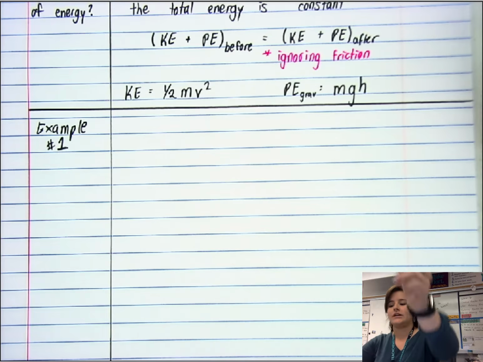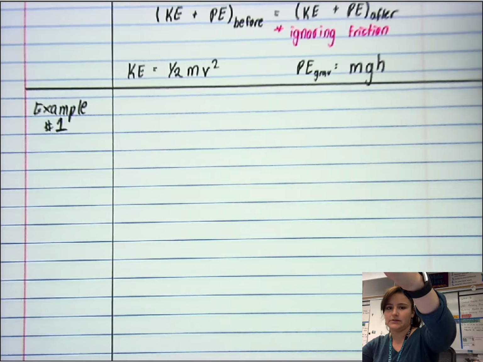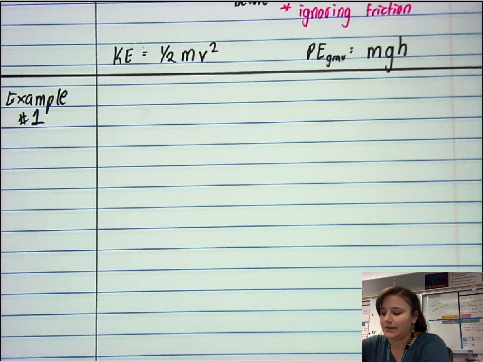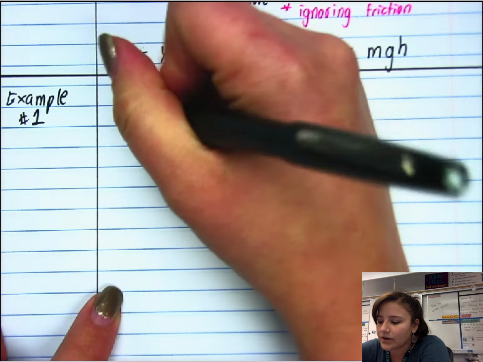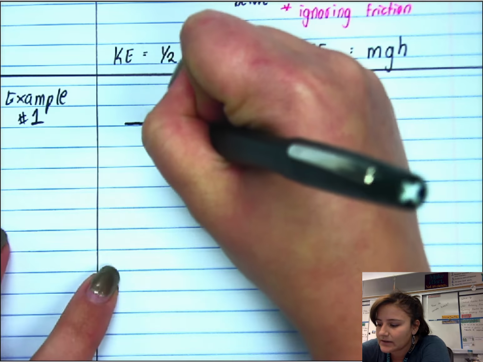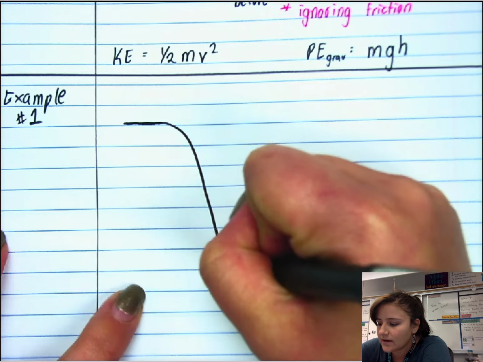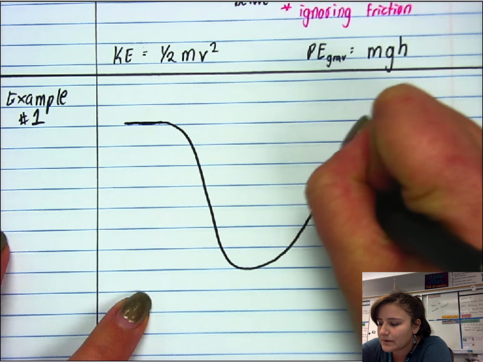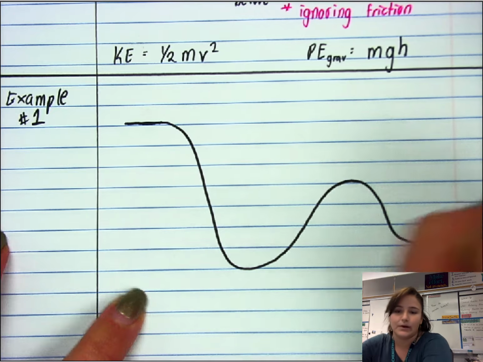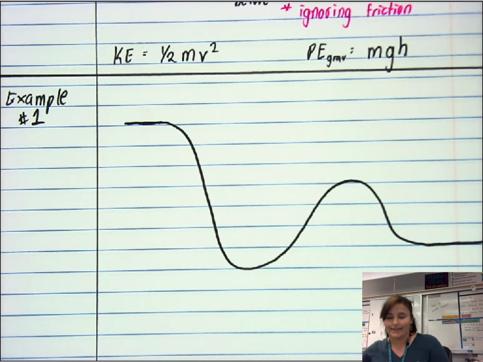Okay, we're going to look at two different types of examples. The first example we're going to look at is a very classic roller coaster problem. Okay, so in the roller coaster problem, we're going to start our roller coaster from the top of the loop. It's going to go down, and then there's going to be a little bump, and then it's going to go off somewhere else and do other roller coaster-like things.